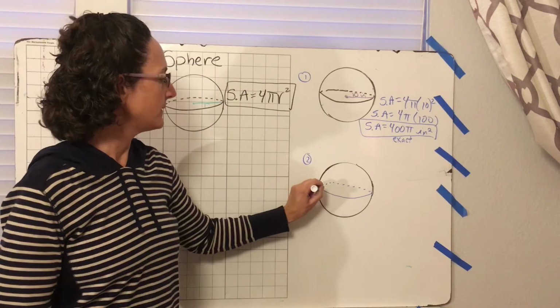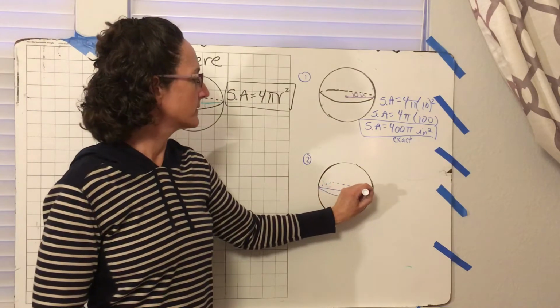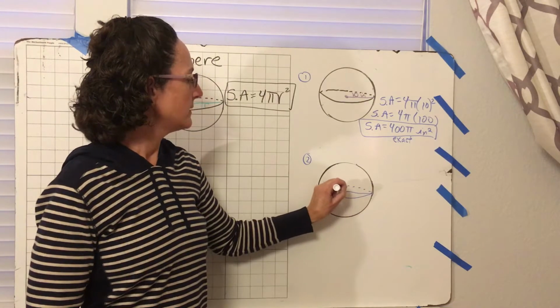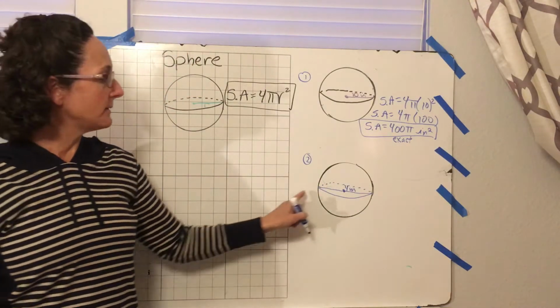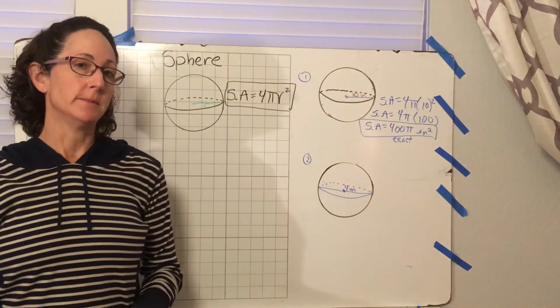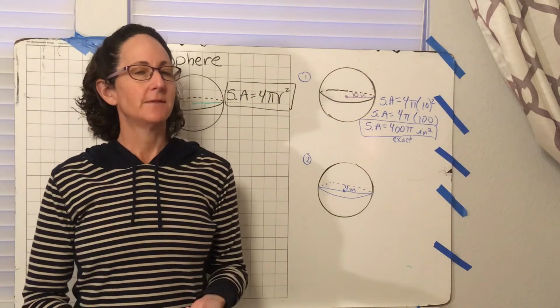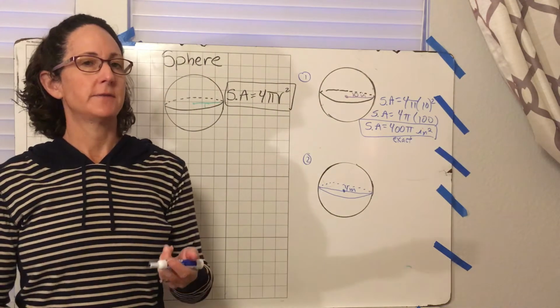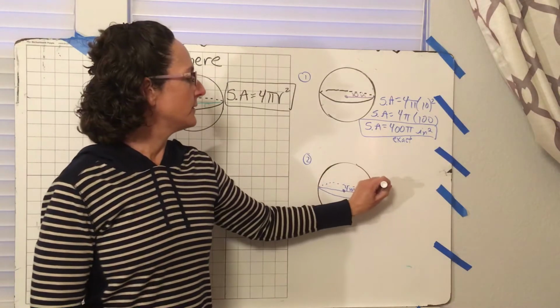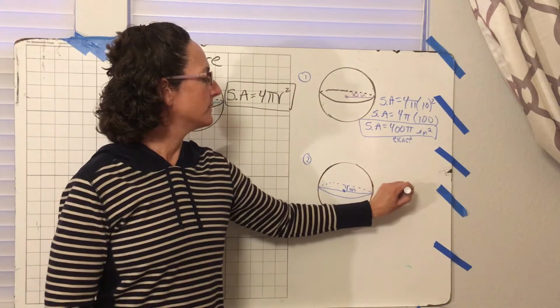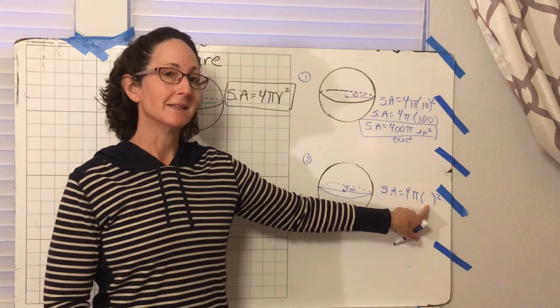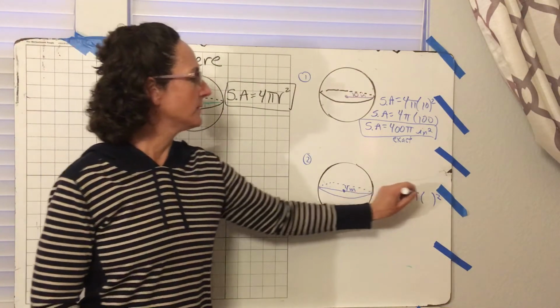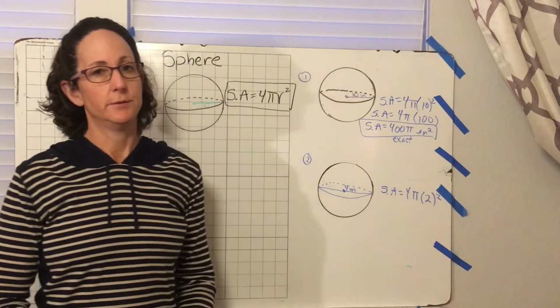And this time I'm going to give you all the way across. And remember, all the way across is called the diameter. So I'm giving you that the diameter is 4 meters, okay? This is not a significantly different problem. You just have to be sure that when you use your formula, surface area equals 4 pi r squared, that this is the radius, not the diameter. So if the diameter is 4, the radius is 2, okay?